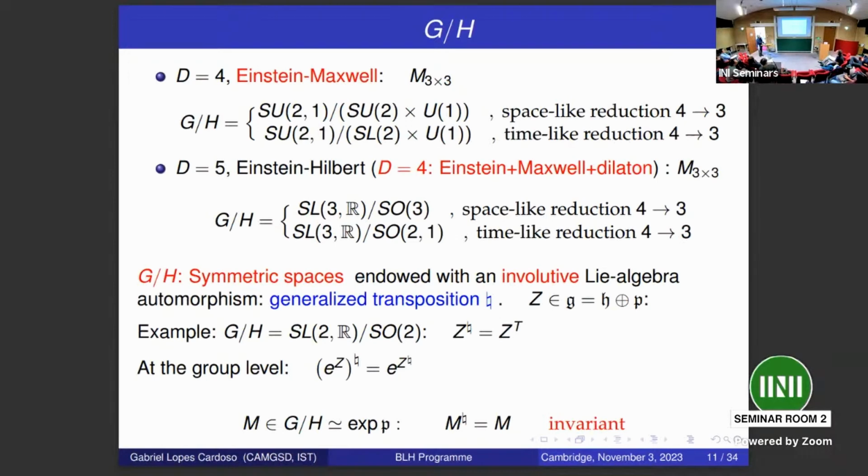And the only thing for the rest of the talk that you need to know is that if you take a representative of this coset, it's going to be invariant under this involution. As I said, for the specific coset here, involution means transposition. In these other examples, it will be something more complicated. So keep in mind that there is an involution here, which for the example of Einstein gravity acts as transposition.